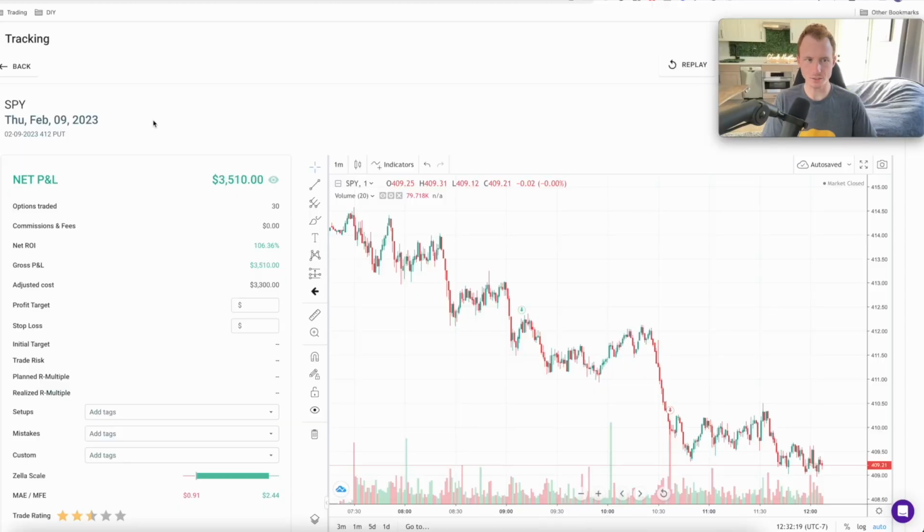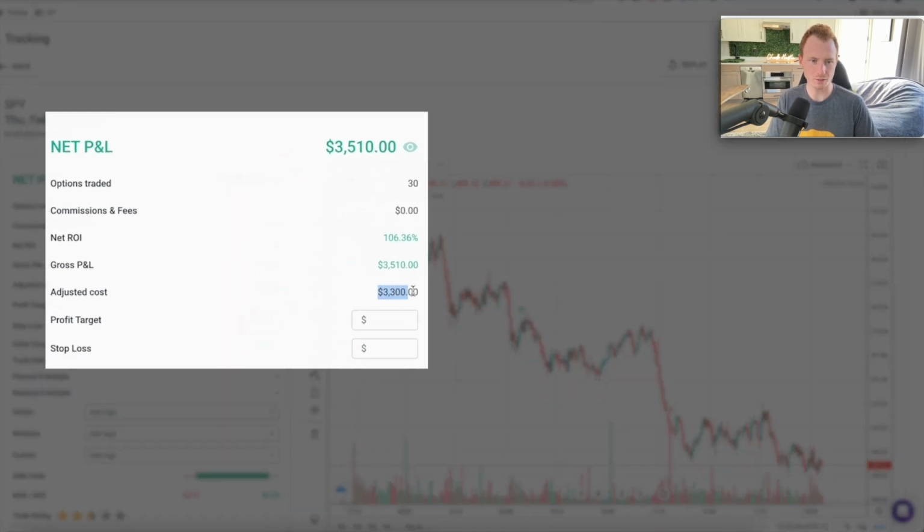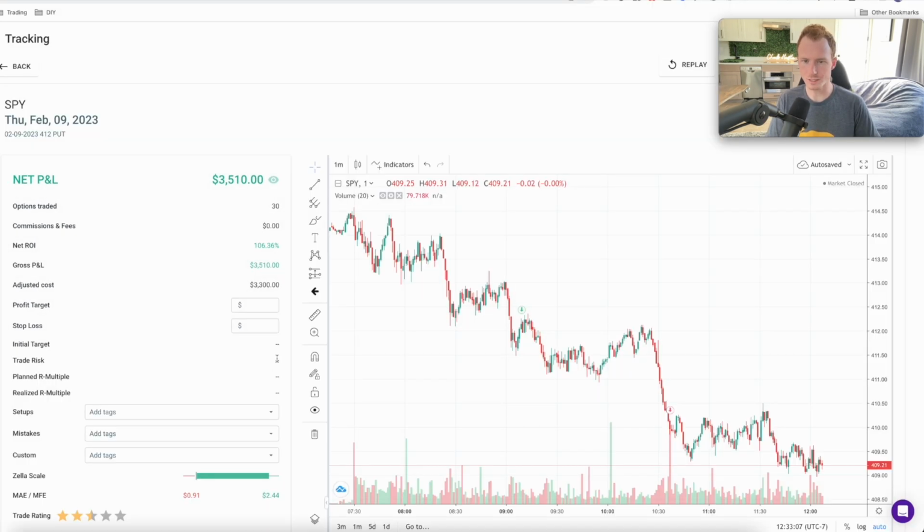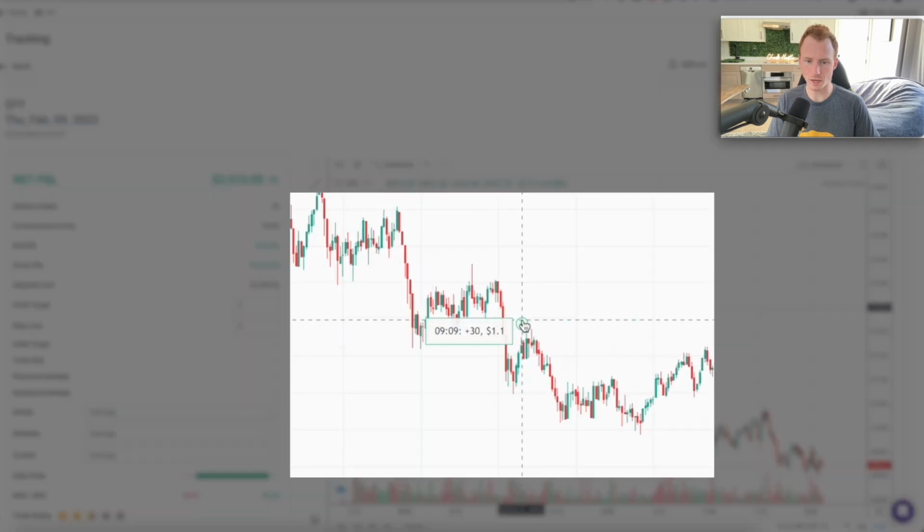All right, so today is Thursday, February 9th, and this is the trade that I took today. As we can see, we used around $3,300. We ended up making around $3,510 on this trade, which brings us to 106% on this trade. So that being said, let's go over the trade recap, exactly why I entered, exited, everything I was looking at. As you can see, I ended up entering around right here at this level.